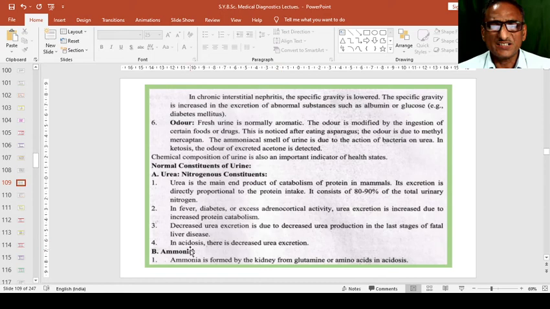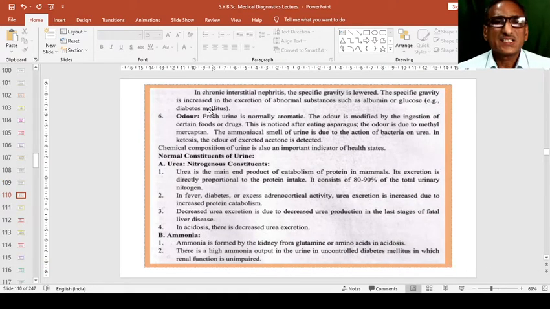So this is a fatal liver disease. In acidosis, there is decreased urea excretion. Second is ammonia. Ammonia is formed by the kidney from glutamine or amino acids in acidosis. In chronic interstitial nephritis, the specific gravity is lowered, and the specific gravity is increased in the excretion of abnormal substances such as albumin or glucose. Its odor is that of fresh urine, aromatic, which we have already studied.